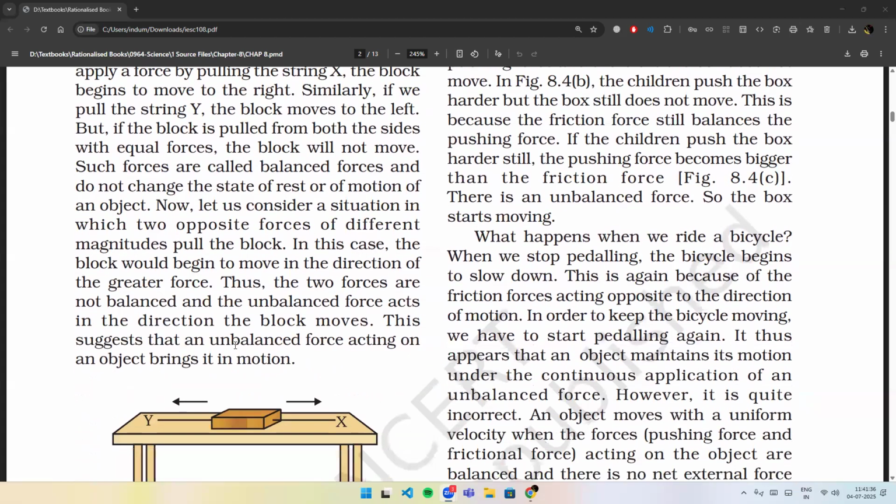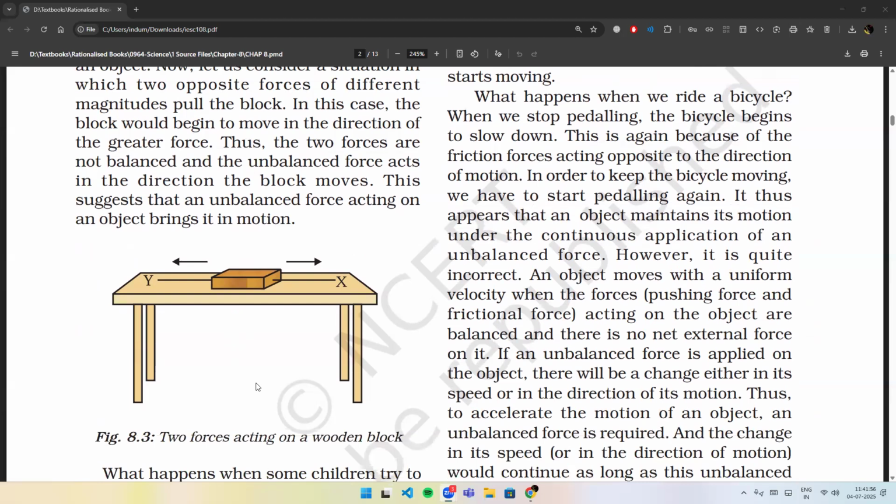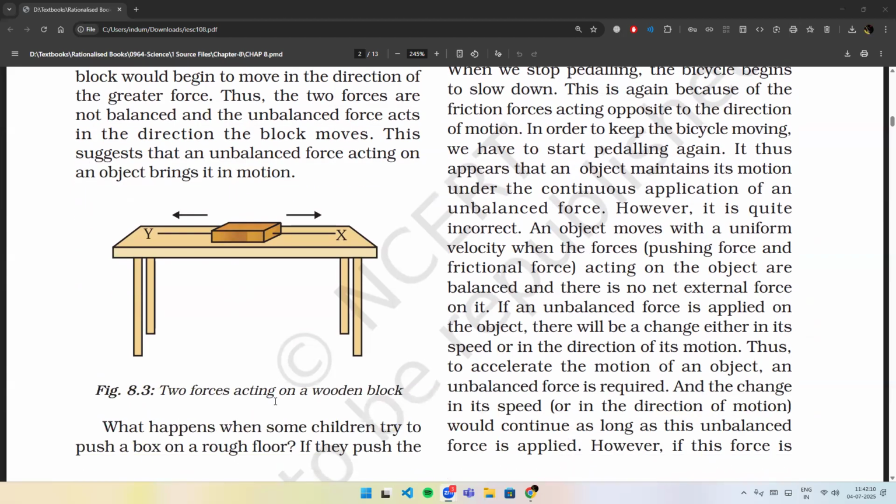Such forces are called balanced forces and do not change the state of rest or of uniform motion of an object. Now, let us consider a situation in which two opposite forces of different magnitudes pull the block. In this case, the block will begin to move in the direction of the greater force. Thus, the two forces are not balanced and the unbalanced force acts in the direction the block moves. This suggests that an unbalanced force acting on an object brings it in motion.